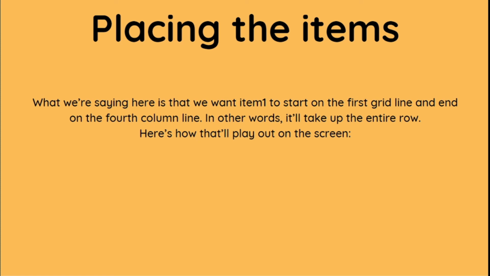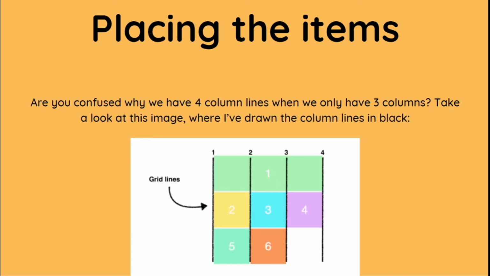Here's how that plays out on the screen. Are you confused why we have 4 column lines when we only have 3 columns? Now I want you to take a look at this image where I've drawn the column lines in black. Notice that when we made the first item take up the entire first row, it pushes the rest of the items down.